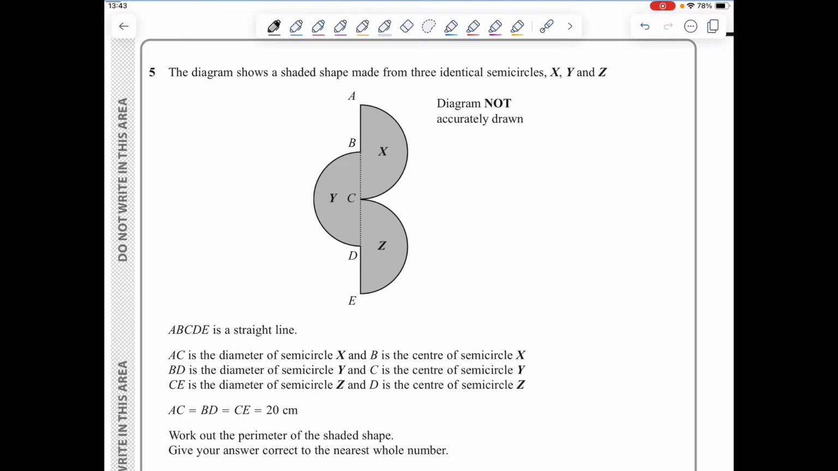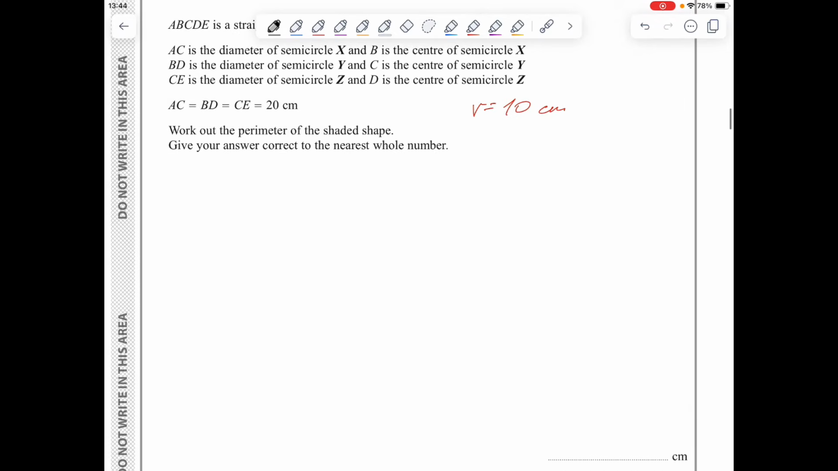For question 5, I need to find the perimeter of the shape, which is basically the following. Now, for each circle, the diameter is 20 centimeters, so the radius is equal to 10 centimeters, and my perimeter is made up of 1.5 circles and 2 radii. So let's write down the formula. Perimeter is equal to 3/2 times the circumference of a circle, which is 2 pi r, plus the 2 radii.